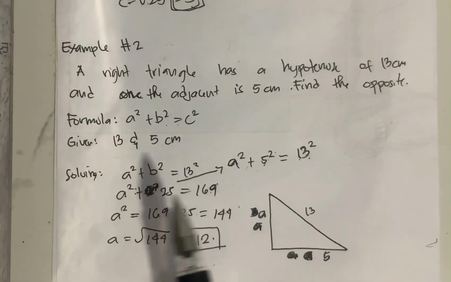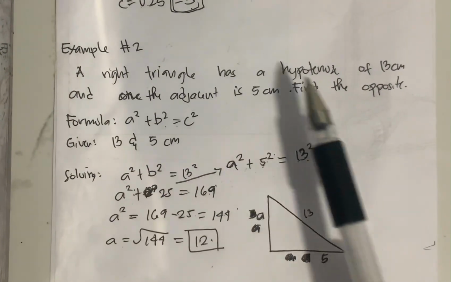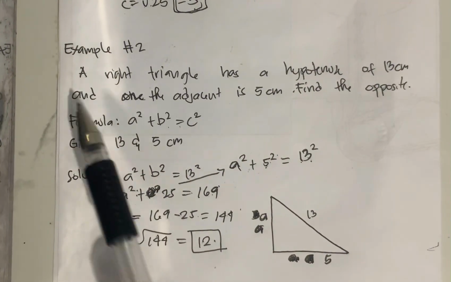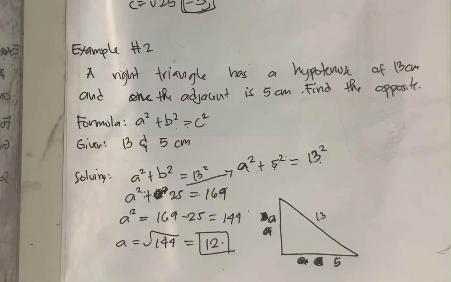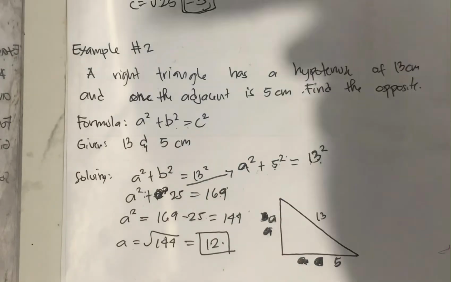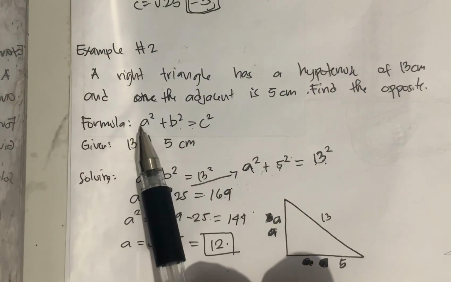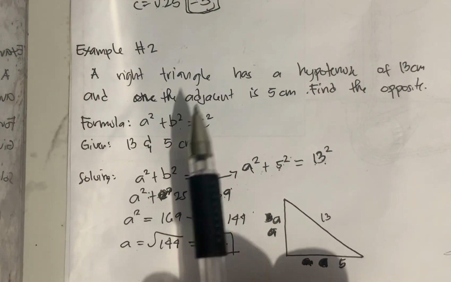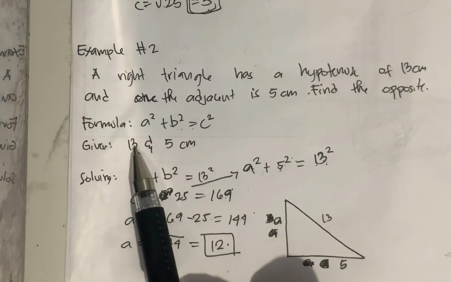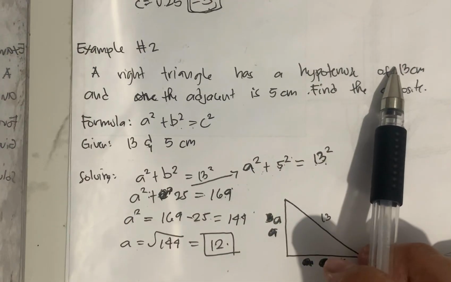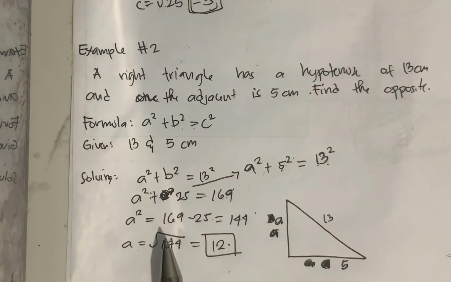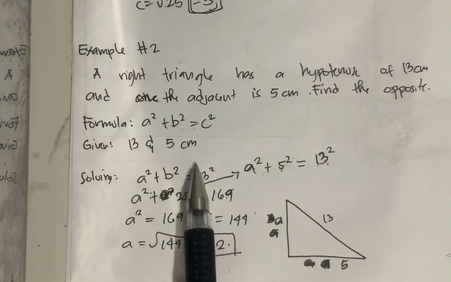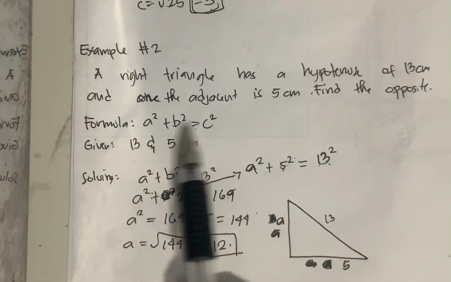So we have example number 2. A right triangle has a hypotenuse of 13 cm and the adjacent is 5 cm. Find the opposite. So we use the Pythagorean theorem, a squared plus b squared equals c squared. And we have given 13 cm, which is the hypotenuse, and 5 cm, which is the adjacent.